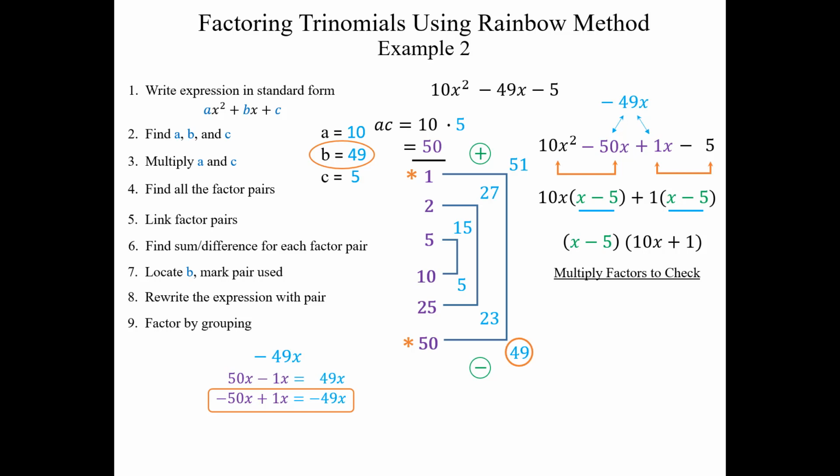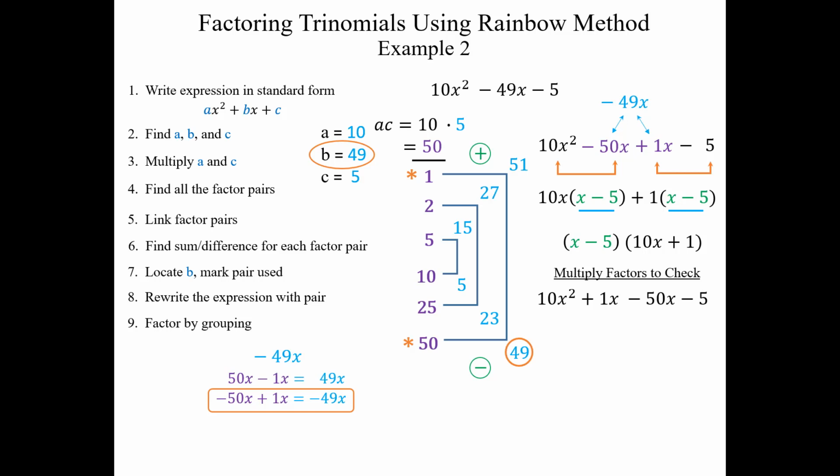So let's multiply our factors to check. Using FOIL, the first ones would be x times 10x, which give us 10x squared. The outer would be x times a plus 1, which would be 1x. The inner would be a minus 5 times 10x, which is minus 50x. And the last would be a minus 5 times a plus 1, and we have a minus 5.